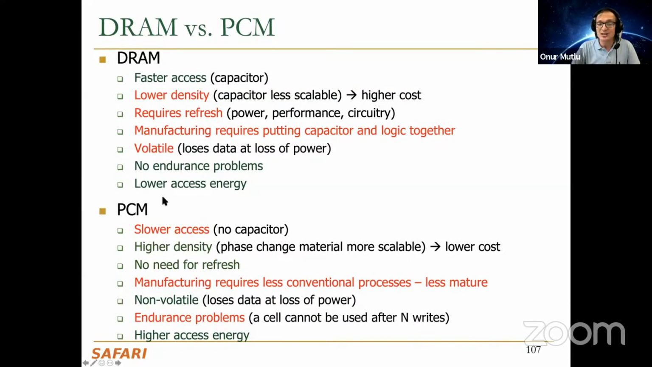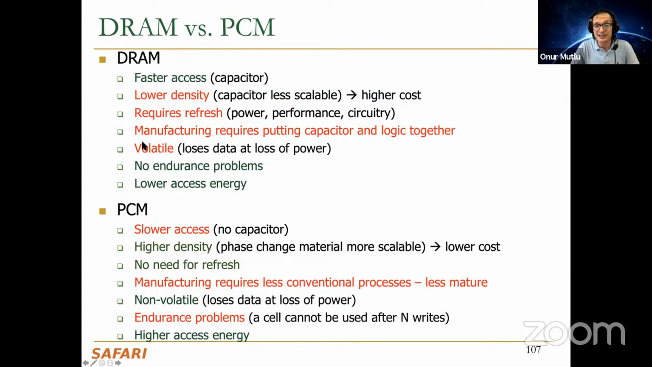DRAM requires refresh. Phase change memory doesn't have a need for refresh. It's non-volatile, so that's great. It gets rid of the refresh problem. Manufacturing is hard for both of them. In DRAM, manufacturing requires capacitor and logic together. In phase change memory, manufacturing requires less conventional processes, and it's also less mature at this time.